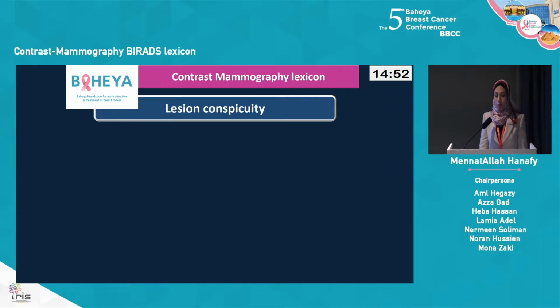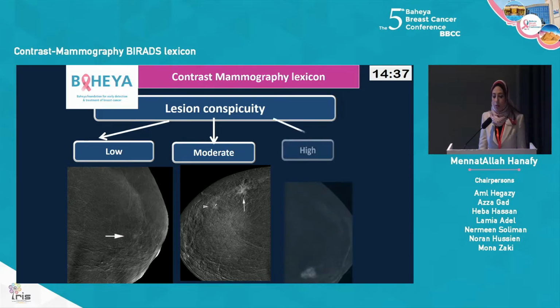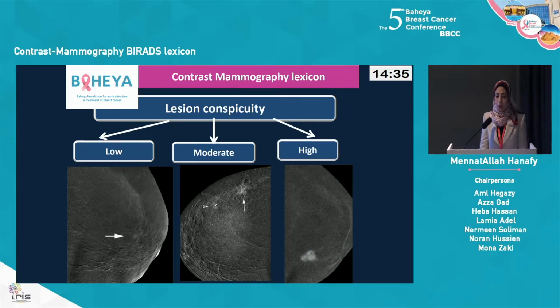Lesion conspicuity, whether the lesion was a mass, non-mass, or enhancing asymmetry, is assessed. It may be low, which means equal to or slightly higher than background parenchymal enhancement, moderate, or marked, or high.